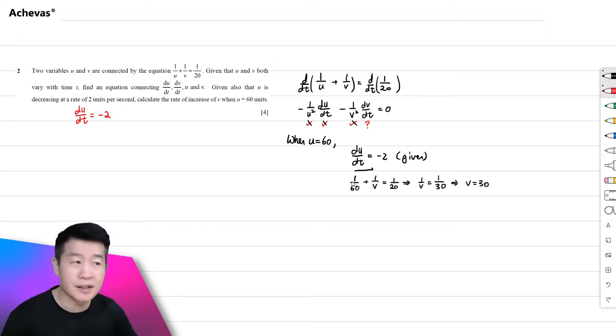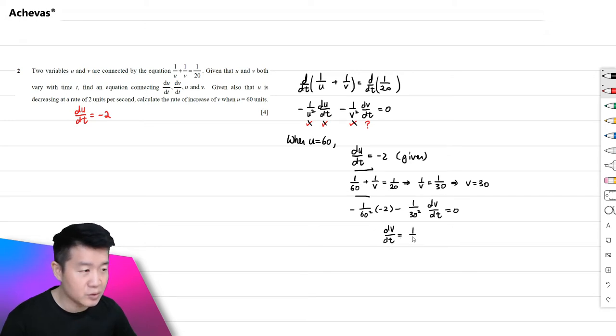So this is also settled, which means that now this is the only unknown with all the rest of the values that I've gotten. Let's just substitute it into here. Negative 1 over 60 squared, then du/dt is equal to minus 2, minus 1 over v squared, which is 1 over 30 squared, or I can write v as 30, then squared, and dv/dt, this is equal to 0, and I will be able to get dv/dt immediately. dv/dt here is going to be equal to half. Yep, I think this is easy, Claire.